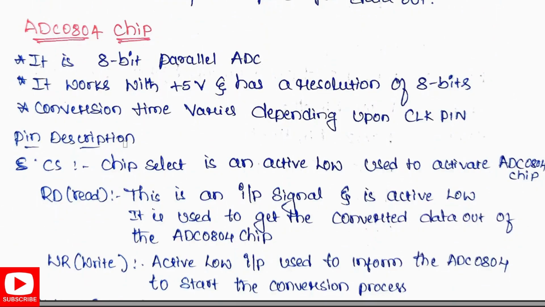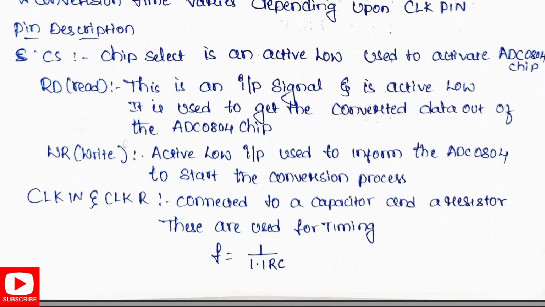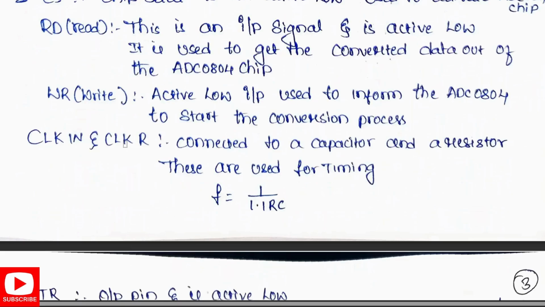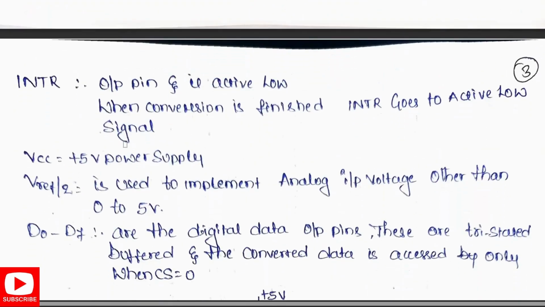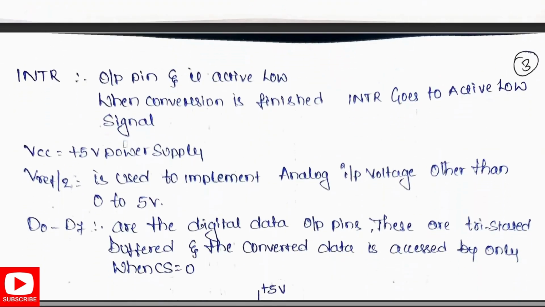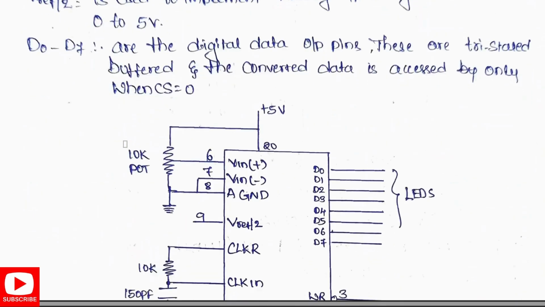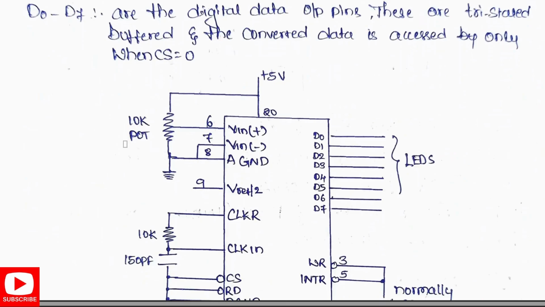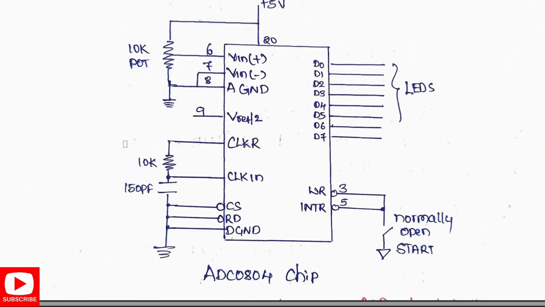That is the pin description, let's see. CS, chip select. RD means read, WR means write. Then CLKIN and CLK R. Then INTR is our output pin and it is active low. VCC is connected to plus 5 volts. V reference by 2. D0 to D7 are the digital output pins. So this is our chip, how it looks and the connections that we have to make with this.